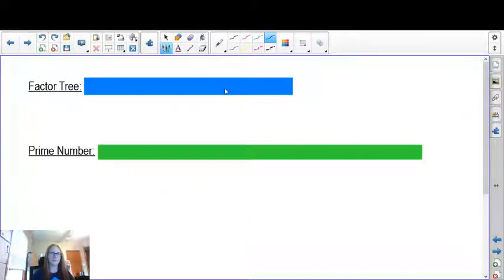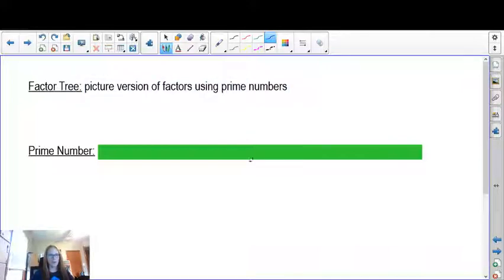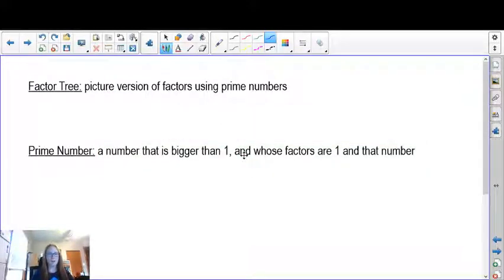Next thing we're going to talk about is a factor tree. What is it? A factor tree is a picture version of factors using prime numbers. And you're probably like, oh, what on earth is a prime number? A prime number is a number that is bigger than 1 and whose factors are 1 and that number.